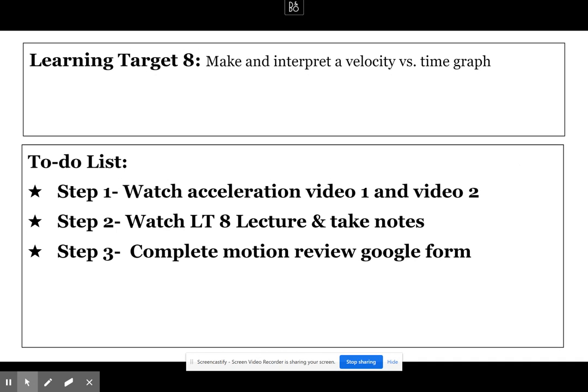So today we're focusing on learning target 8. I can make and interpret a velocity versus time graph. So here's what you're to do for today. For step 1, you should have already watched the acceleration videos. There were 2 of them for you. Step 2 is to watch this lecture video and take notes. And then step 3 is to complete the motion review Google form. Make sure you get step 3 done. It's going to help you out for your assessment that is tomorrow.